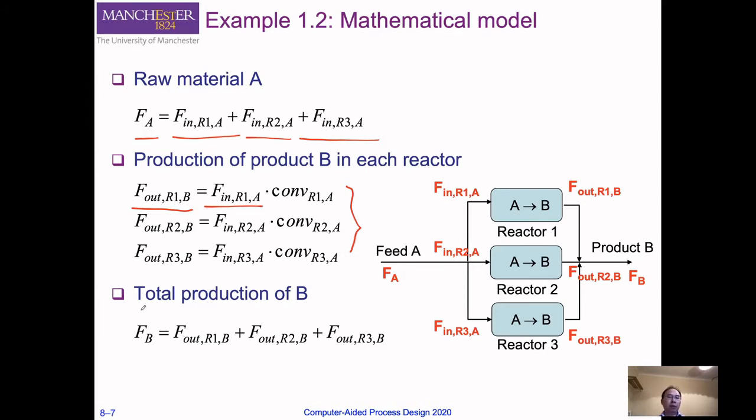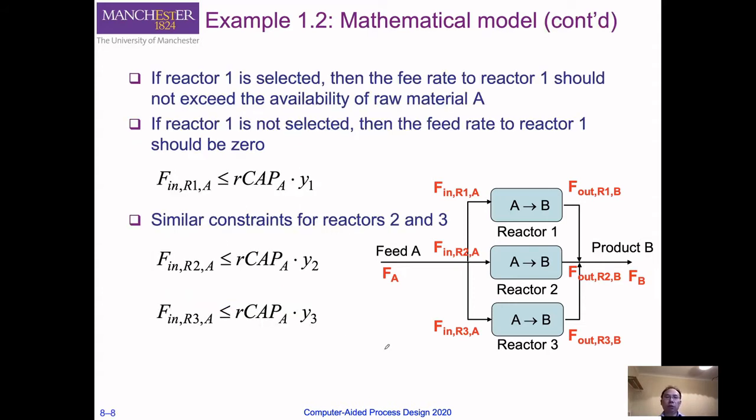And then based on the material balance of product B, we can also write the equation to denote the total flow rate of B should be equal to the summation of flow rate of B from each reactor. As we define binary variables to denote if a reactor is selected or not. For instance, we define integer variable y1 to denote if reactor 1 is selected.